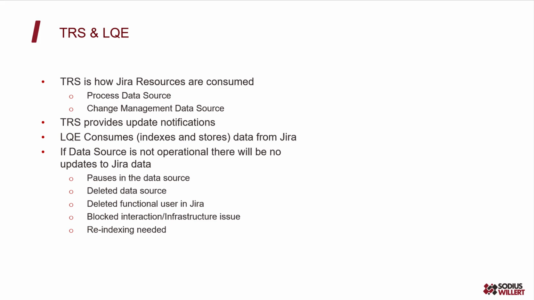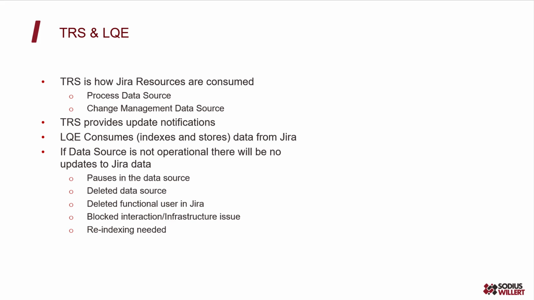And when we look at those TRS feeds, the important thing is to be able to make sure this is how we consume the Jira data. And TRS basically is providing some update notifications. So anytime you're making a modification in that Jira resource, that's included as one of the changed artifacts in that TRS feed, which identifies to the LQE as it pulls TRS: wait a minute, I need to go index this resource again and update that data within that repository.